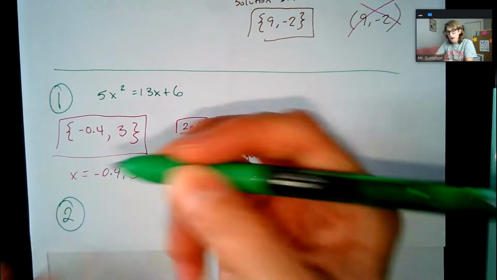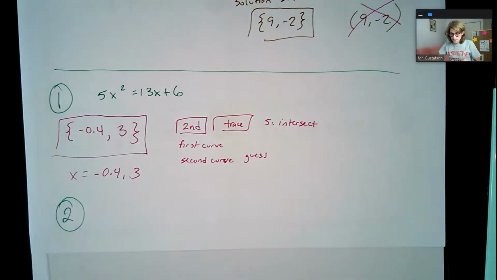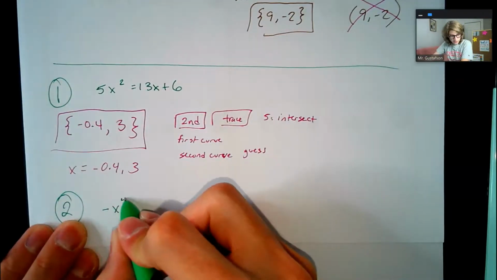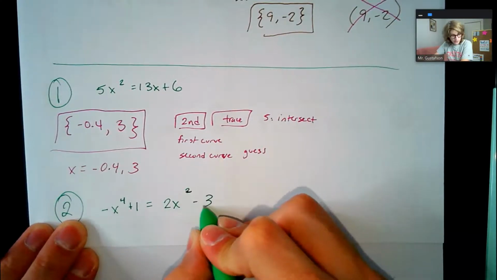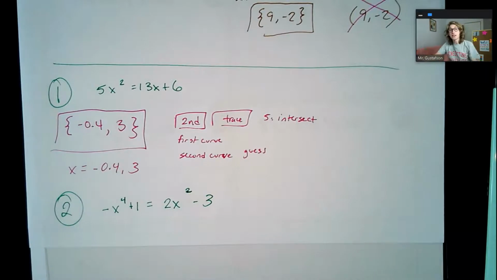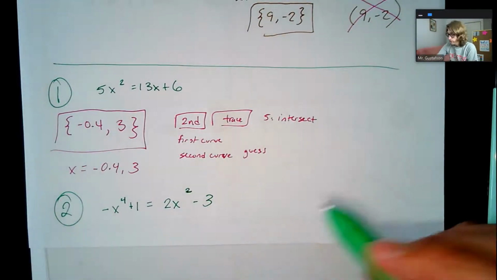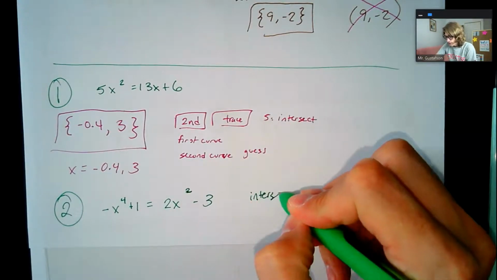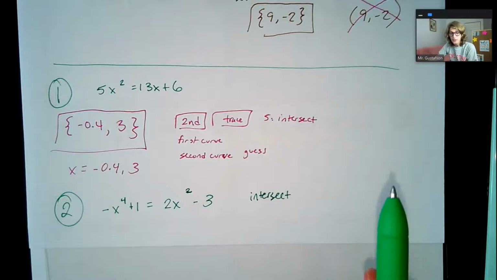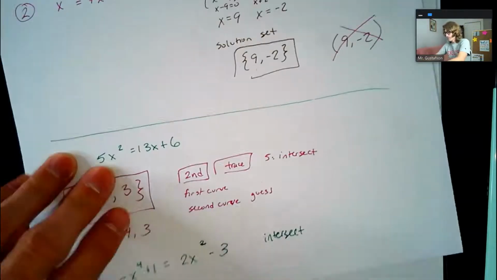A second problem for you to try if you want: -x⁴ plus 1 equals 2x squared minus 3. I'm going to tell you to take a look at the completed notes for the answer if you try that one out. But I recommend trying out the intersect function on the graphing calculator with that one.